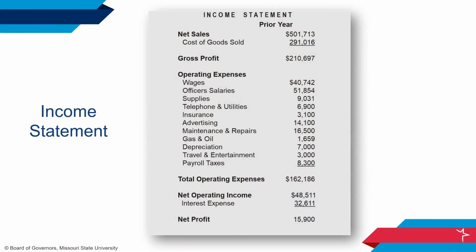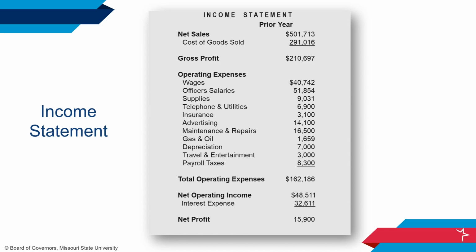Now let's take a look at a sample income statement. And remember, an income statement covers a period of time. That could be a month, a quarter, a year, or another time frame that makes sense for your business. The income statement shows the business revenue and the business expenses. In the top section, you can see the net sales less the cost of goods sold is equal to the business gross profit. And then you have operating expenses and the net profit at the bottom.